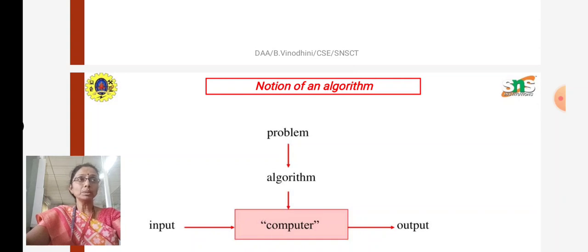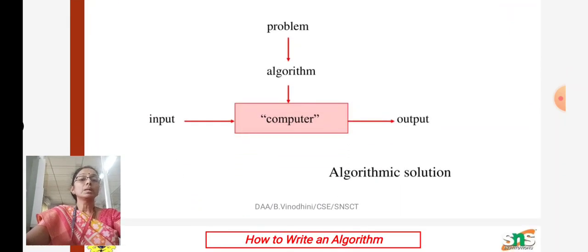So we have a problem. For that problem we produce a set of algorithms, and based upon the algorithm we define the code. In that code we give the input, feed the code into the computer, and produce an output. This is the notion of an algorithm.